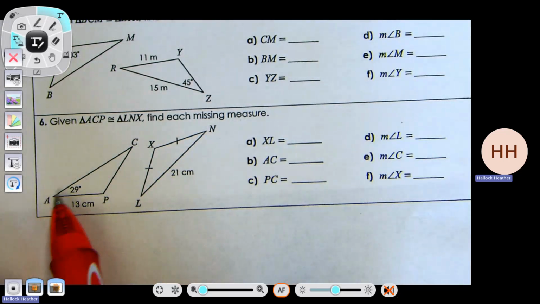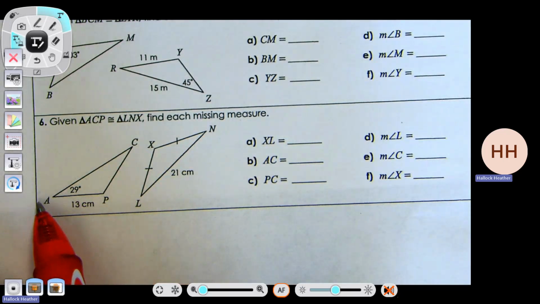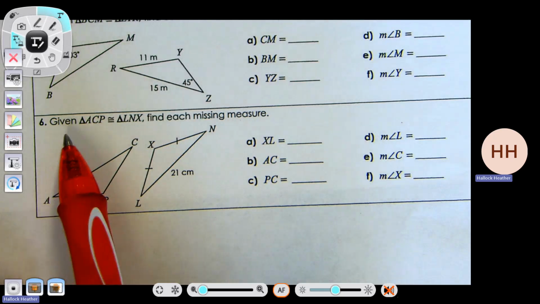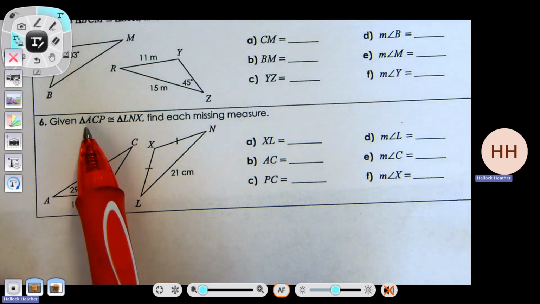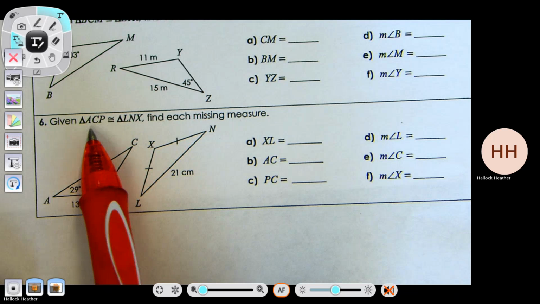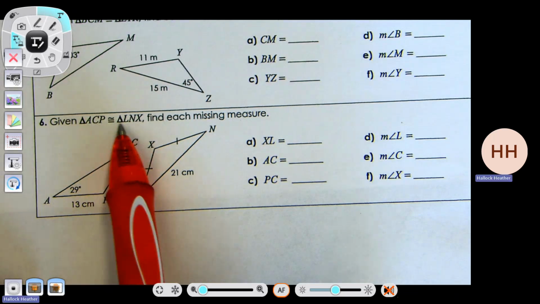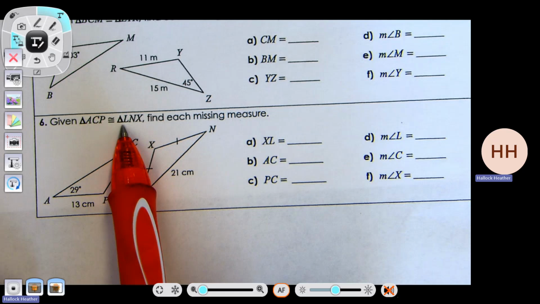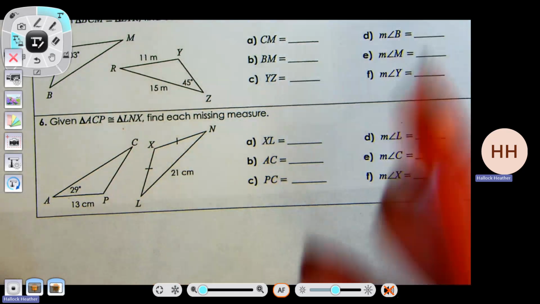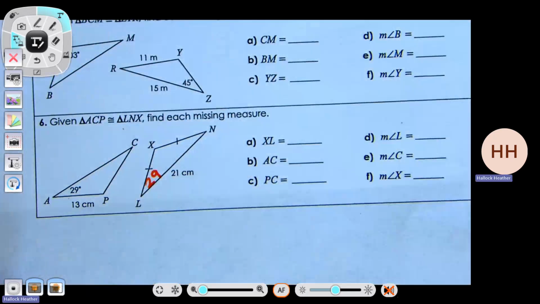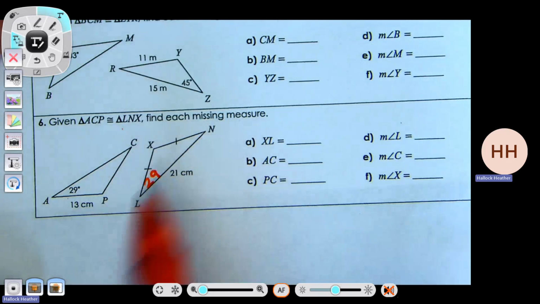So angle A is 29 because I'm given that angle. So that's on the inside of a triangle. So what letter, based on the congruency statement, A matches with what on the other triangle? A matches with L because they are both first. So 29 can go where L is. Okay. That's on the inside because it's an angle and angles add to make 180. So that's the only angle I have. So now let's go over here.